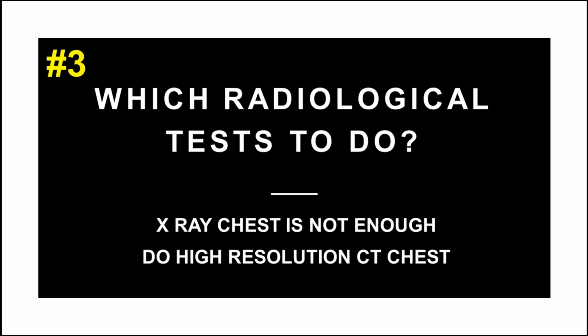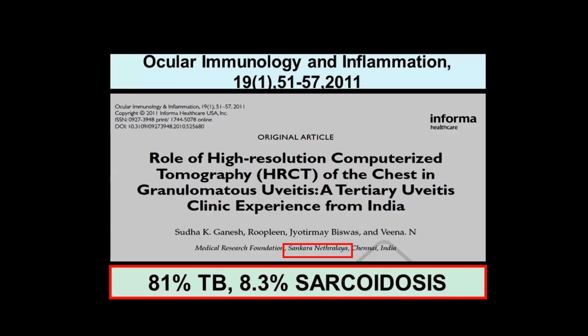X-ray misses about 40% of the lesions in the lung, and high resolution CT chest is often supportive of tubercular infection. Here is a study from our center, where we found 80% TB and 8.3% sarcoidosis when it was done in granulomatous uveitis cases. So high resolution CT chest is quite valuable in suspected tubercular uveitis like granulomatous uveitis.